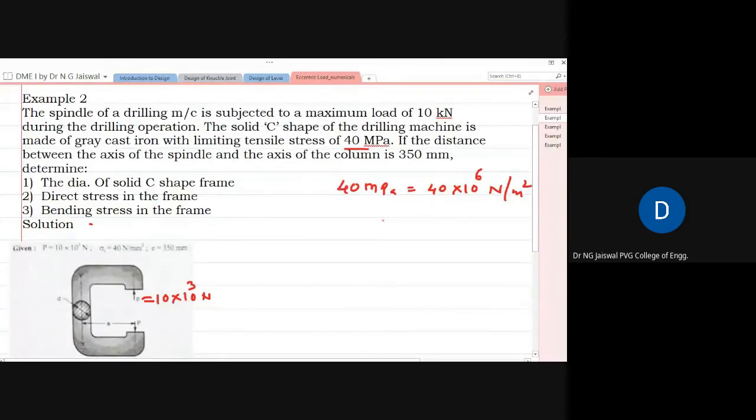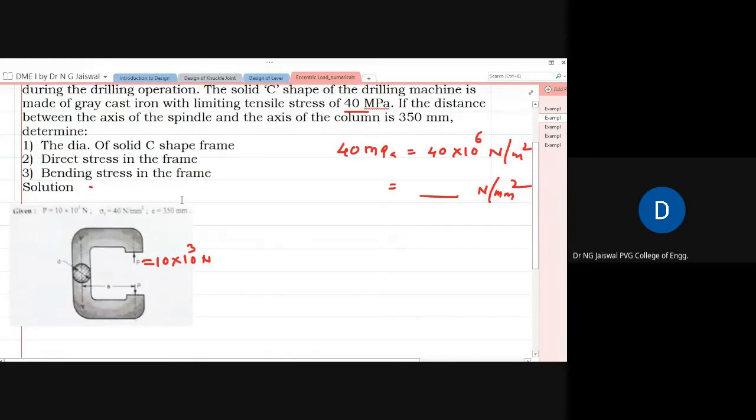Okay, it is meter square, right? So convert this into Newton per mm square yourself, because the other dimensions will be in Newton per mm square. The distance between the spindle and the axis of the column is 350, this distance E mentioned here.